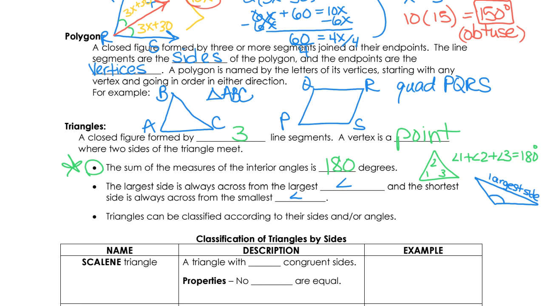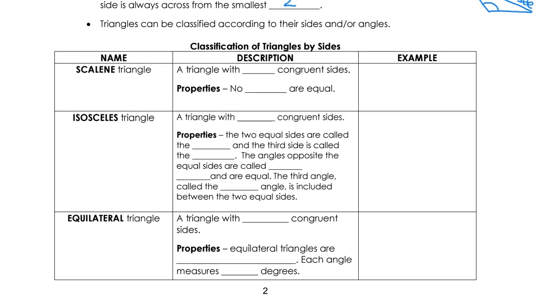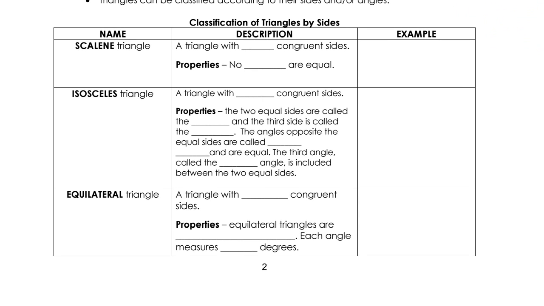Triangles can be classified according to their sides and or their angles. So we'll actually have 6 classifications, 3 by the sides and 3 by the angles when we're finished. Okay. We're going to start off with the sides. First one up is scalene. Okay. S for sides, S for scalene. Scalene is a triangle with no congruent sides, and therefore no angles are equal either.